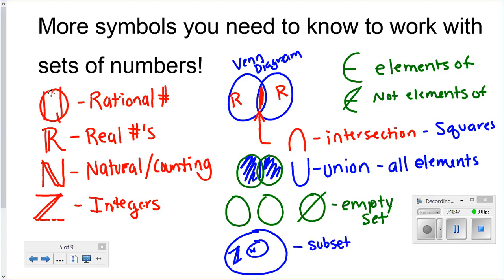Okay, and our subset is going to look like this. All of our whole numbers are a subset of our integers. Okay, so when we're looking at just all these different types of words and symbols, this is what they mean. This is the basis of them. We're going to go through them to hopefully understand them a little bit more in depth.